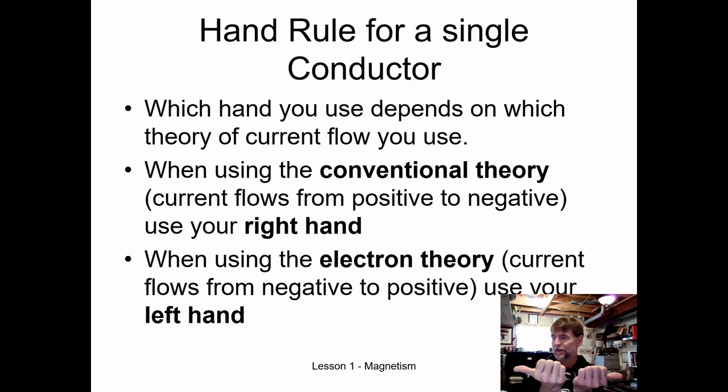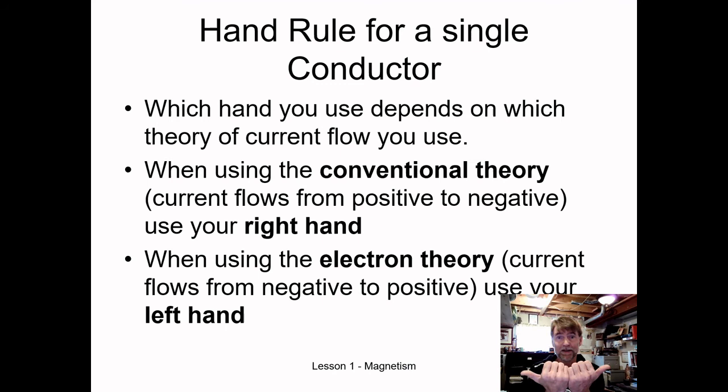Electron flow theory says current's going that way. And in either case, we get the same answer. The lines of flux are going that way. That's the important point here: the lines of flux are always going to be pointing in the same direction, because there's no discrepancy, no lack of agreement about the direction of lines of flux. They travel north to south externally, end of conversation. So the direction that our fingers point, showing us the lines of flux, will always be the same.